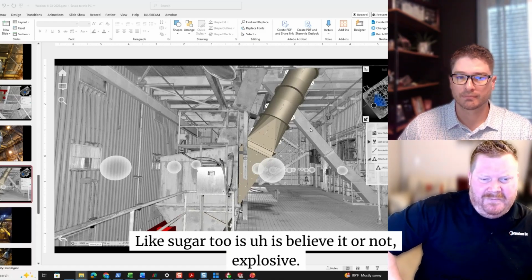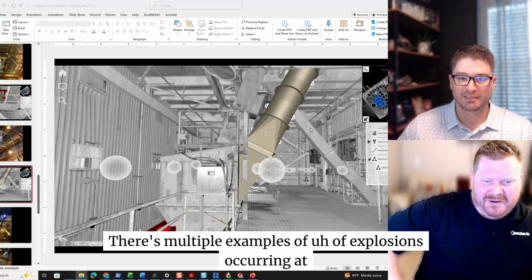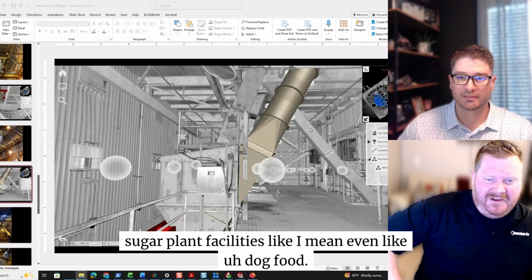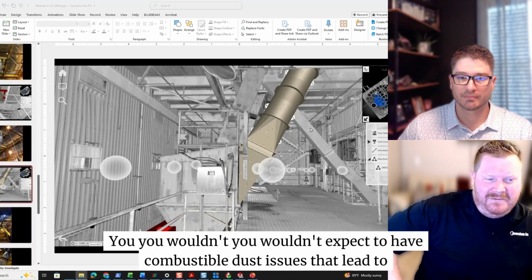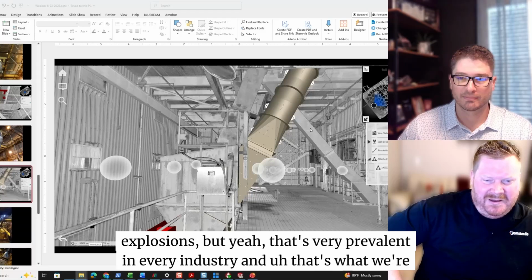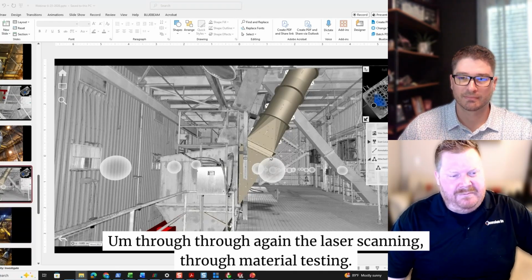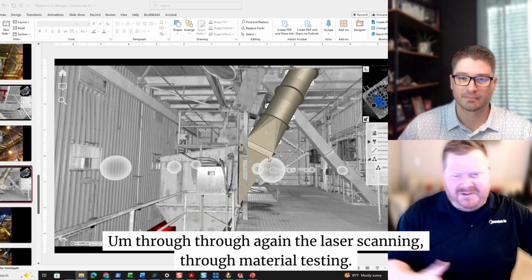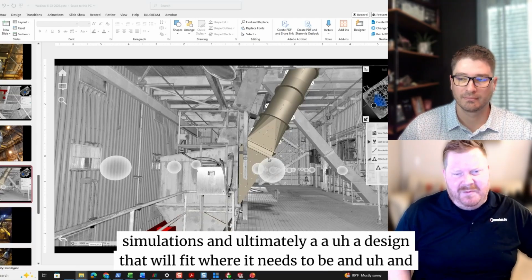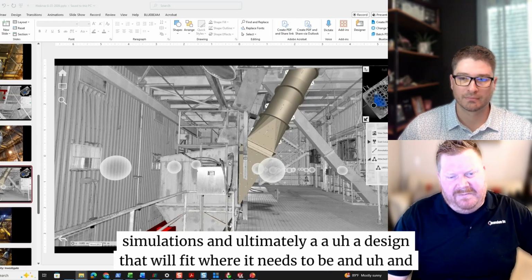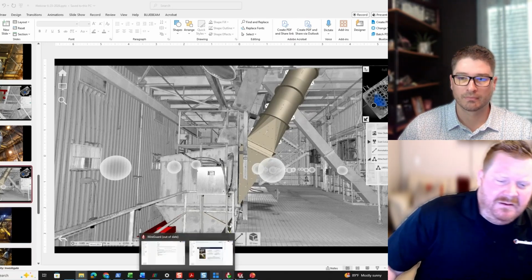Sugar too, believe it or not, is explosive. There are multiple examples of explosions occurring at sugar plant facilities. Even dog food, you wouldn't expect to have combustible dust issues that lead to explosions, but that's very prevalent in every industry, and that's what we're here to help prevent, through laser scanning, material testing, simulations, and ultimately a design that will fit where it needs to be and perform as expected.